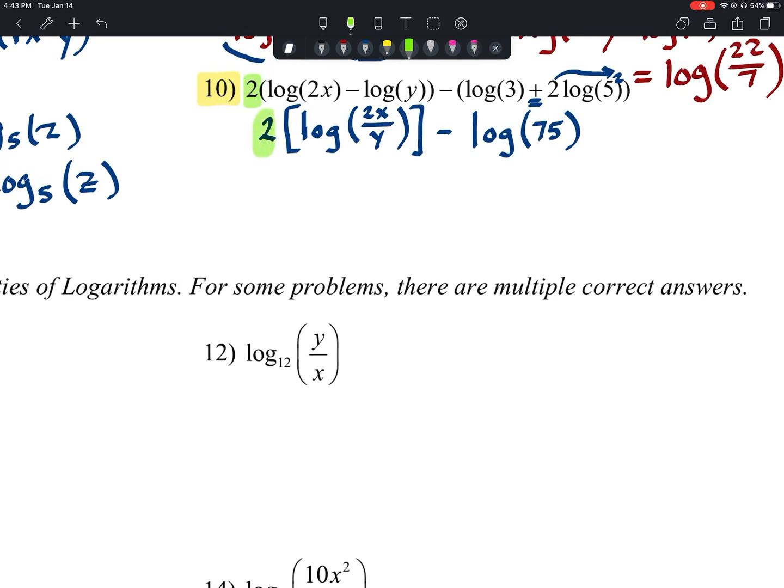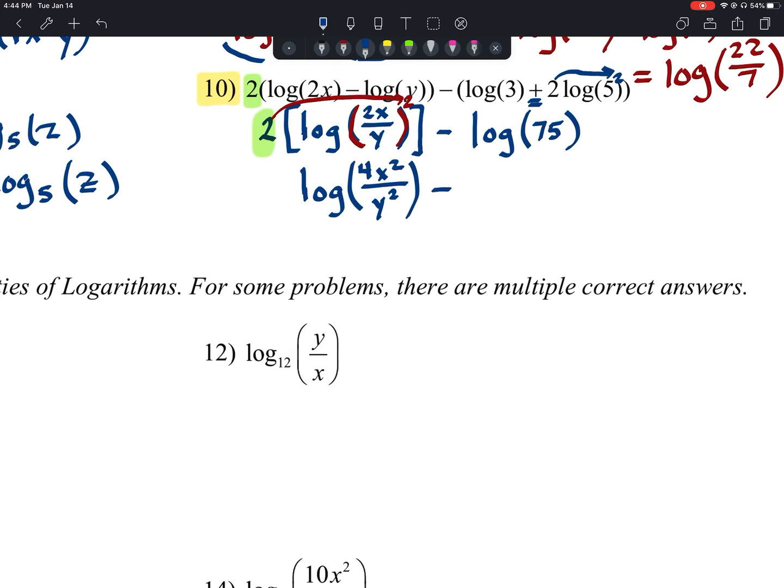Let's go ahead and now deal with this coefficient. When we move this coefficient up here, it's on this entire quantity that's inside of here. So we're going to square everything that's inside. And when we do that, we now have log of 2x times 2x is going to give us a 4x squared. And on the bottom, y times y is going to give us a y squared. So we have the log of 4x squared over y squared.